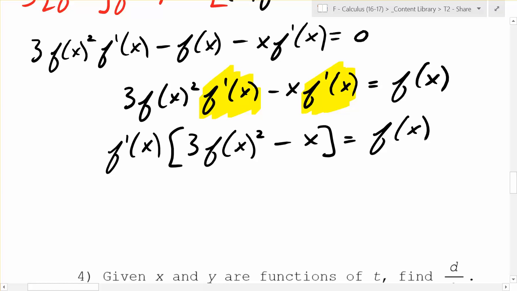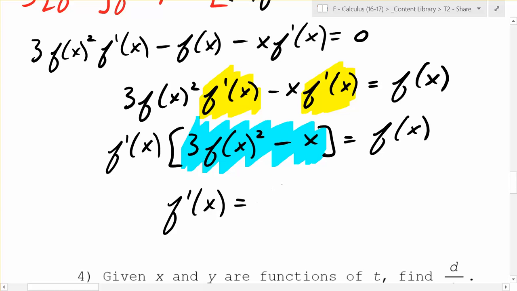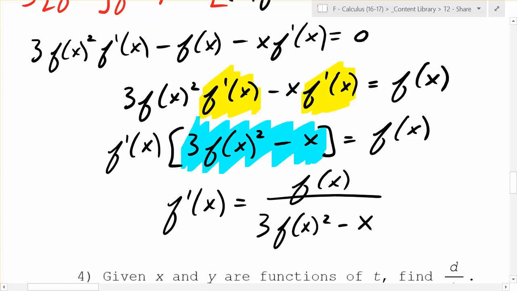Nope. We want to isolate f prime of x. We're trying to keep it alone. What do we divide it by? Let's divide by that. So what do we have now? F prime of x is equal to what? F of x over what? 3f of x squared minus what?